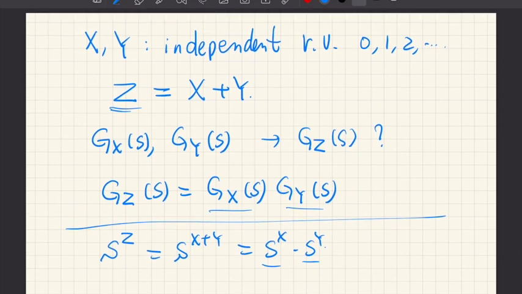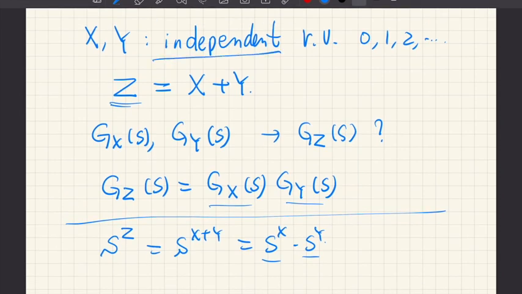So we are assuming x and y are independent. So the joint probability distribution of x and y can be decomposed into a product of two distributions for x and y. So just calculate that and you can show this result.